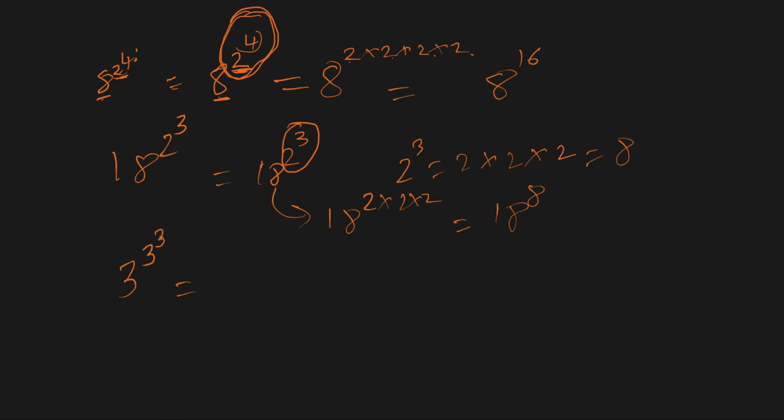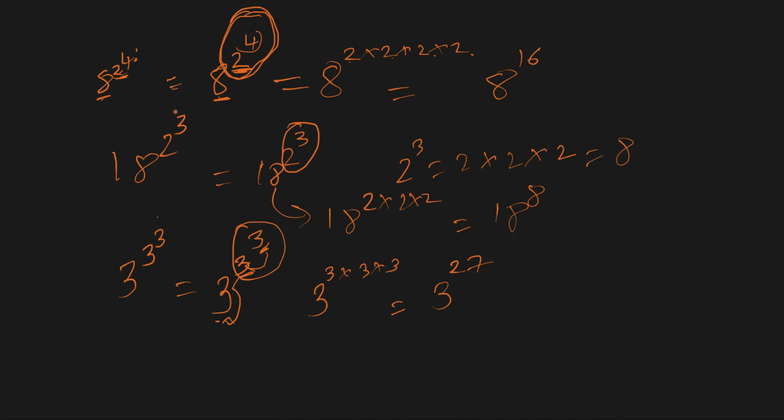Amazing. Let's look at our last example, which is 3, which is our base, to the power of 3 to the power of 3. So this 3 is the power of this base, which is 3, and this 3 is the power of this base, which is 3. So we'll solve this first, which is 3 to the power of 3, nothing but 3 times 3 times 3, which is nothing but 3 to the power of 27.